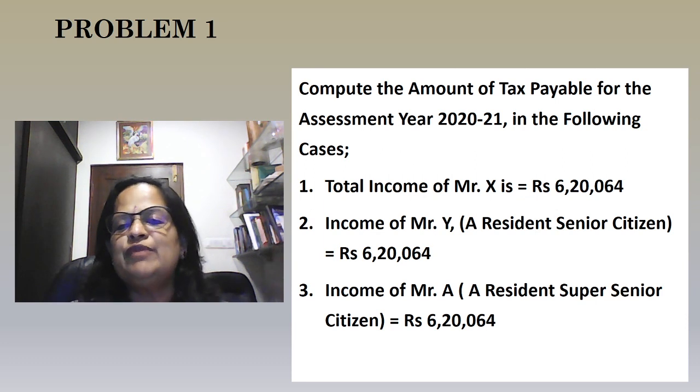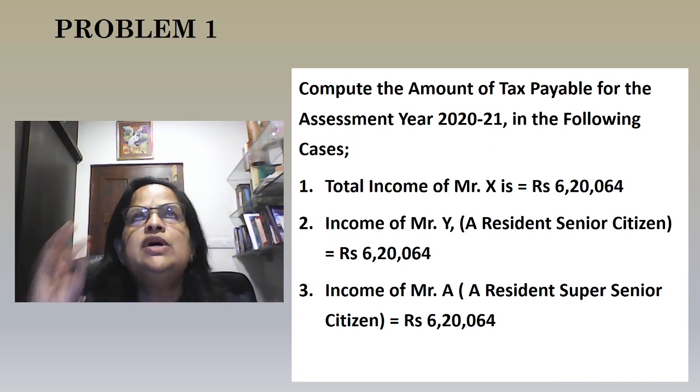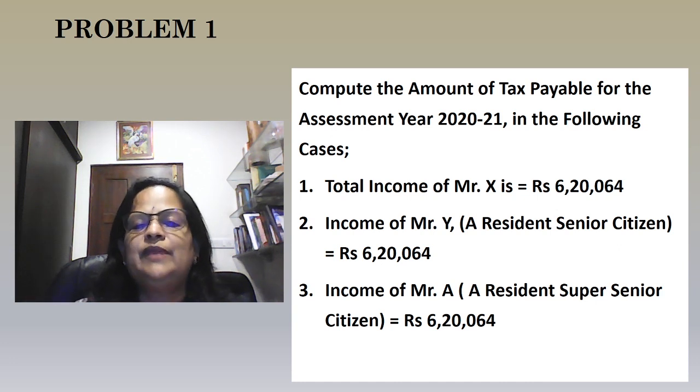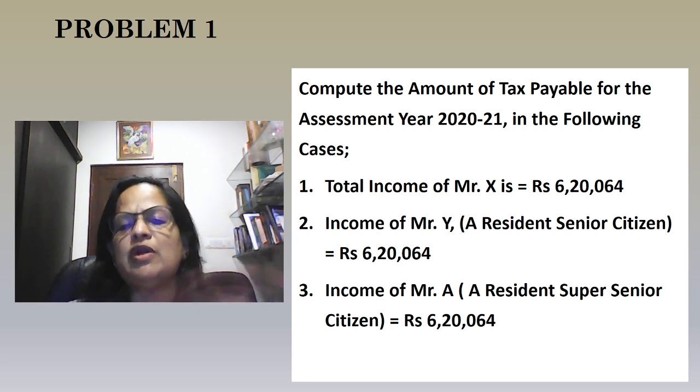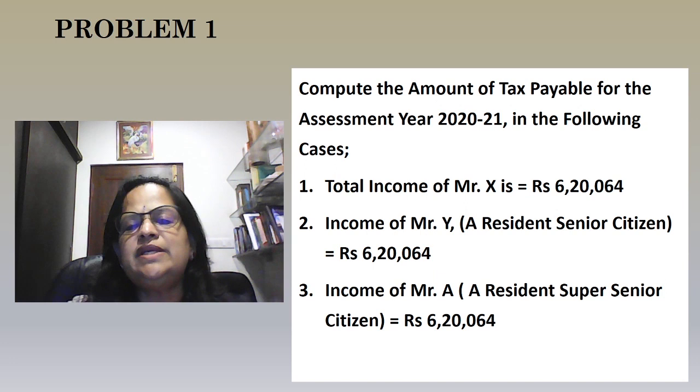Income of Mr. Y, a resident senior citizen between 60 and 80 years of age, is 6,20,064. Same, you have to round off the value to 6,20,060. Now income of Mr. Z, a resident super senior citizen, same value 6,20,064. You have to round off the value to 6,20,060.